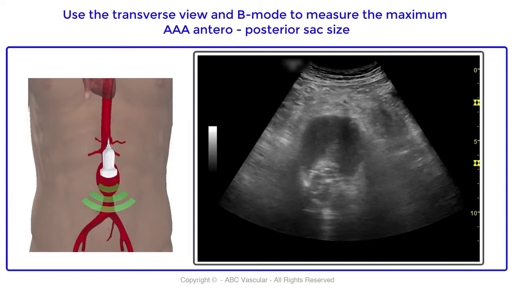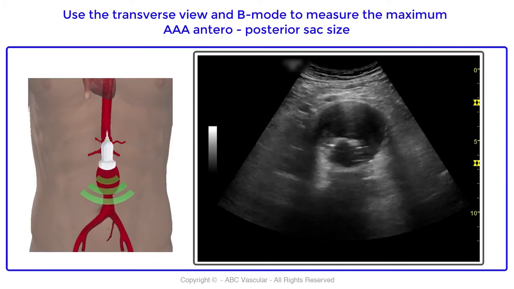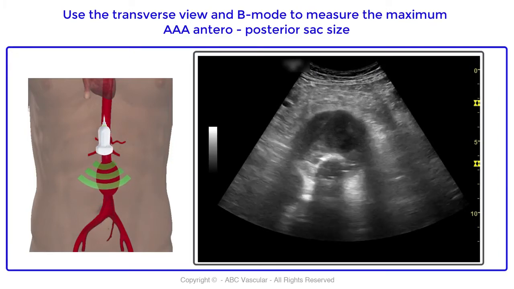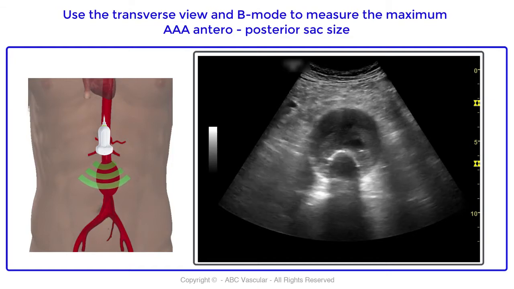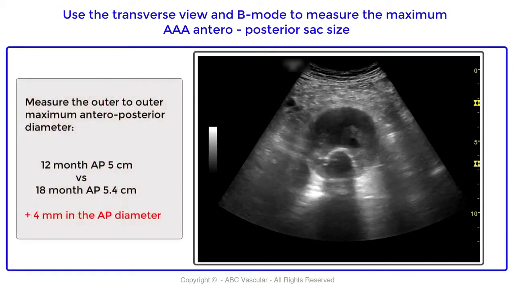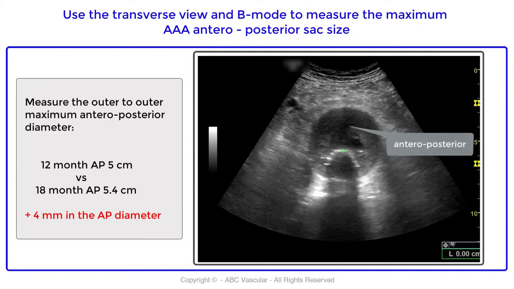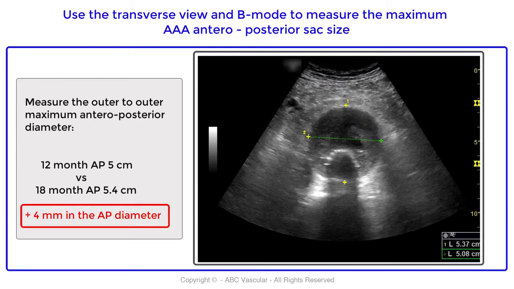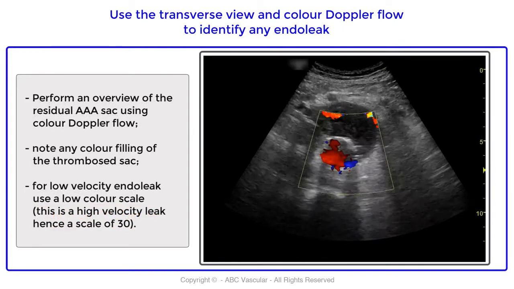Once we have identified the largest abdominal aortic diameter, we can freeze the image and we can therefore measure the outer to outer maximum antero-posterior diameter, which in this case measures 5.4 centimeter. In this case, we can measure also the medial-lateral diameter as the walls are clear. There is therefore a 4 mm sac size increase compared to the annual follow-up ultrasound.